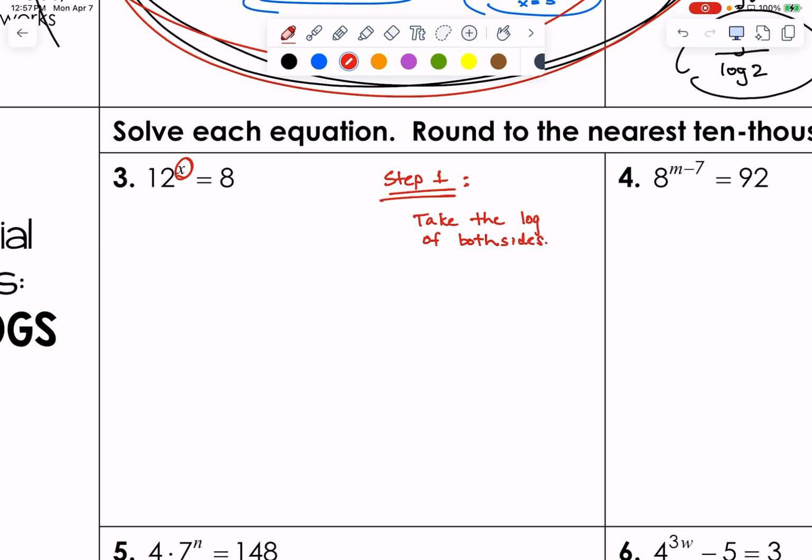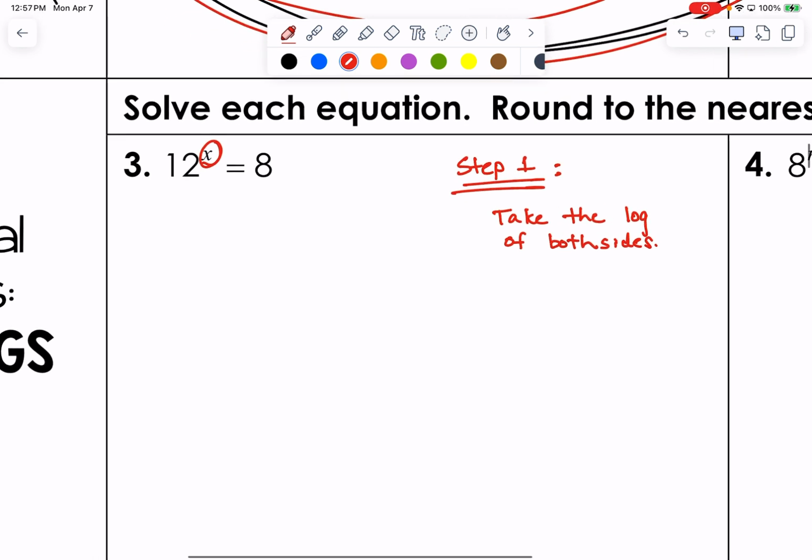Okay? So we're going to take the log of both sides. All right? So write that step down. Take the log of both sides. So what everybody should have done in number 3 is they would have what log are we going to use? Common log. Everybody say, what log are we going to use? Common log. So we're going to have log of 12 to the x. It's log of that times log of 8. Now, you technically don't have to have the parentheses, but remember it's the log of that.